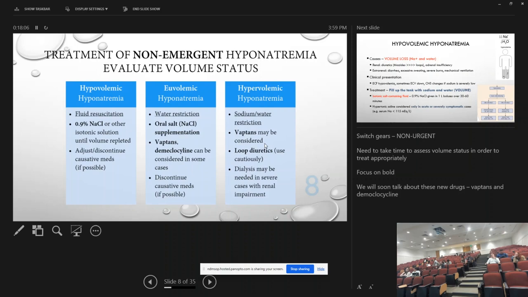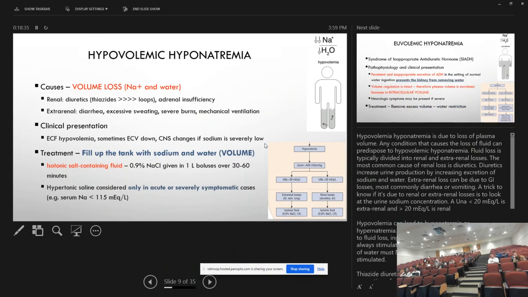For hypervolemic, you want to do sodium and water restriction in that type of patient. Vaptans may be considered. We have a slide on that. Loop diuretics can be used cautiously. And dialysis may be needed in rare cases if the patient has renal impairment. So this is just a nice summary slide. We're going to go into more detail, but this puts it all together for you.